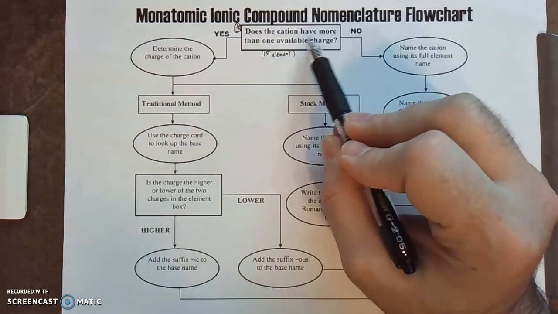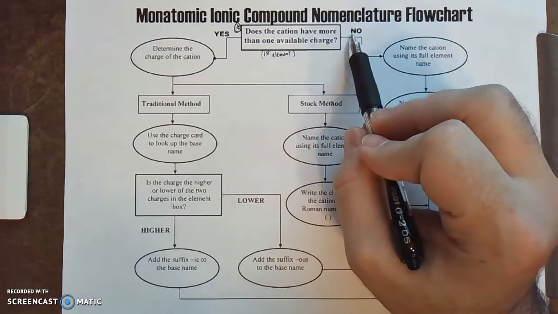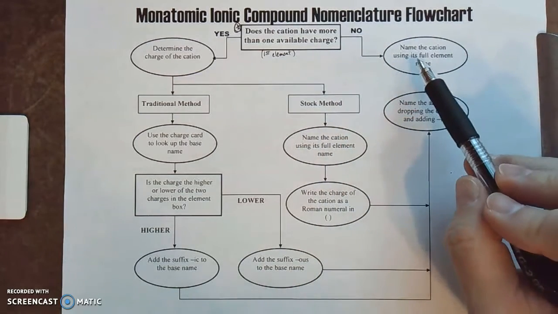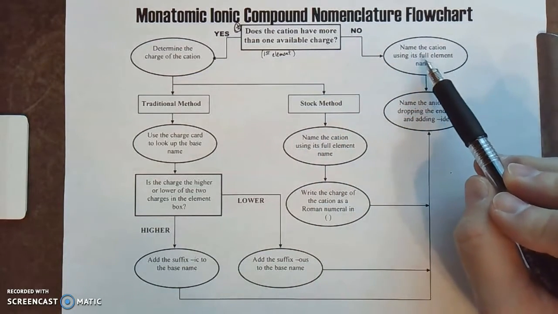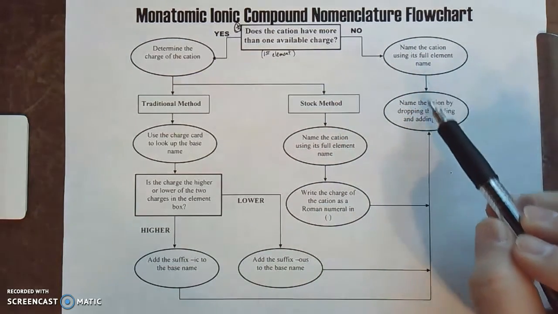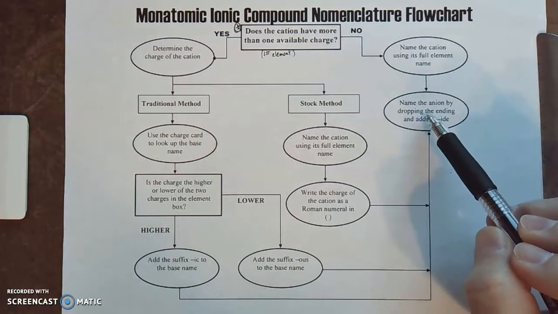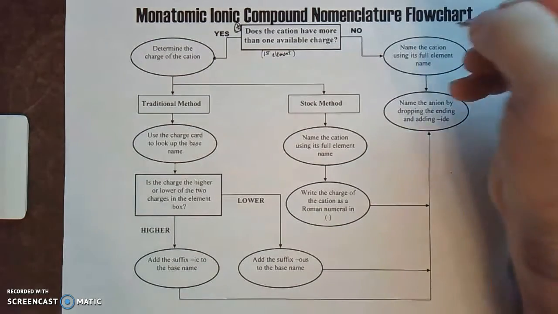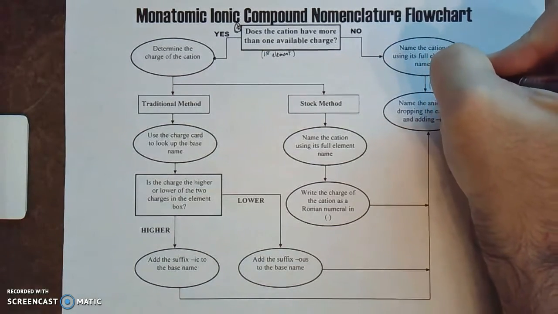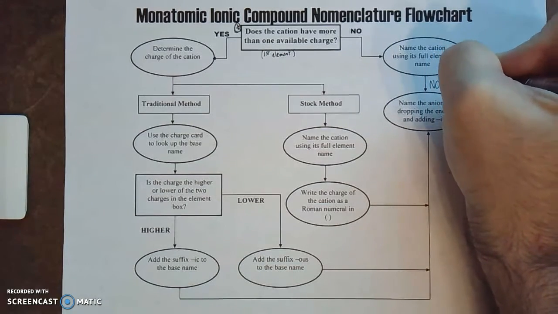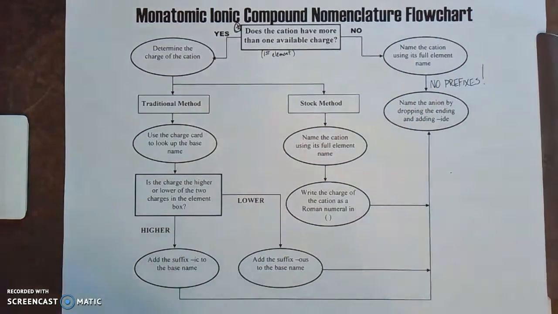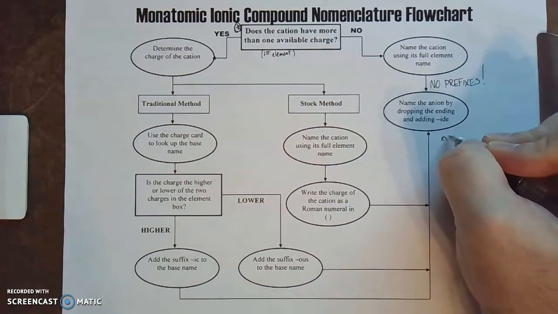So, does the cation have more than one available charge? No. So all we do is name the cation using its full element name, then name the anion by dropping the ending and adding IDE. No prefixes. Since we're dealing with charges, there's only one possibility written in lowest terms for this combination of a cation and anion. So I'm just going to look at a couple examples.